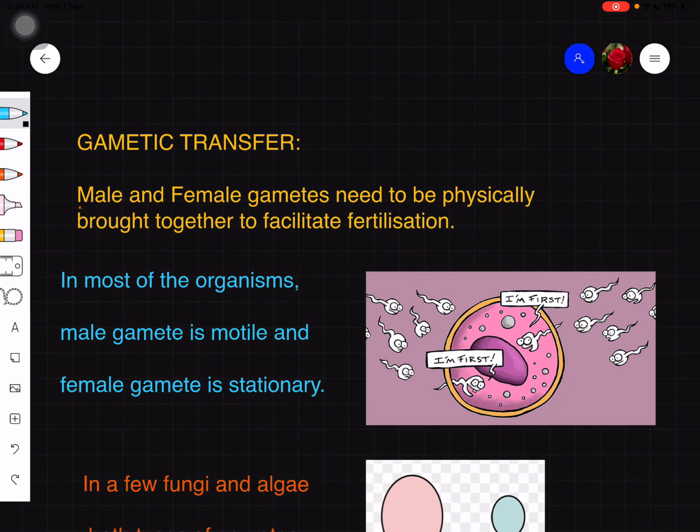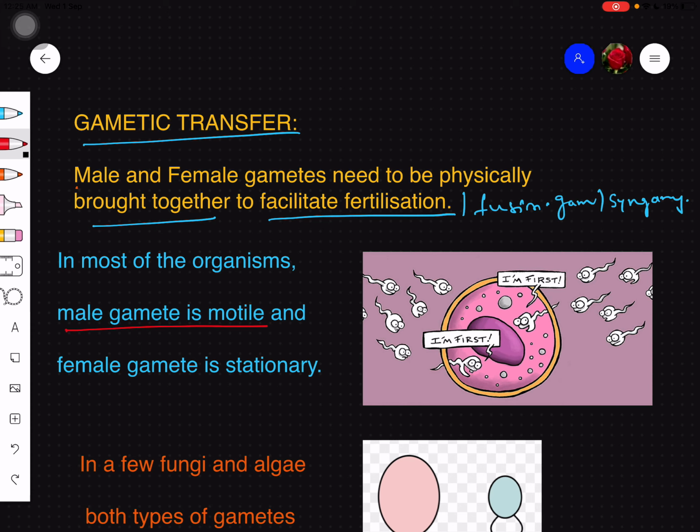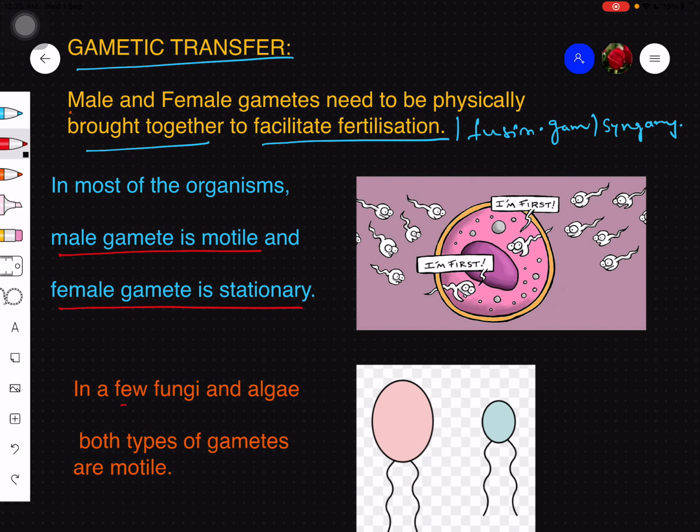So the male and the female gametes need to be physically brought together to facilitate fertilization, which is otherwise called fusion of gametes, or syngamy. Now this fusion can happen in different ways depending on the type of gametes. In most organisms, the male gamete is motile and the female gamete is stationary. But in a few organisms like some fungi and algae, both types of gametes are motile.